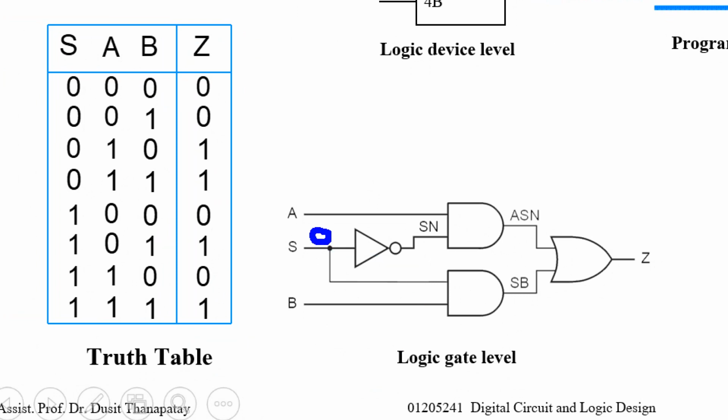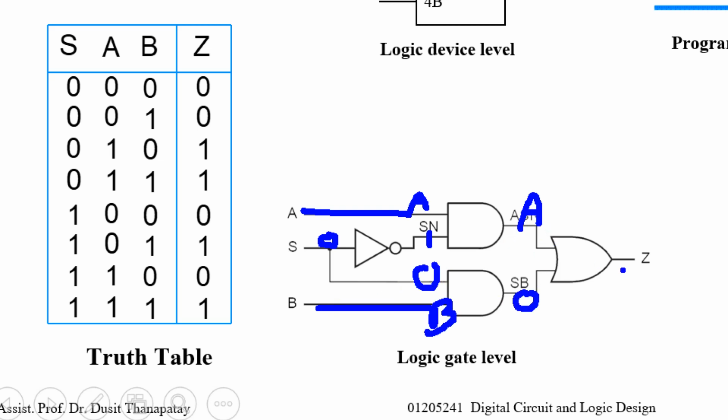For example, from this one, if S is 0, the output of the inverter is 1. This one is A, right? A and 1 is A. This one is B, 0 and B is 0. A or 0 is A. So when S is 0, data input A will flow to the output.